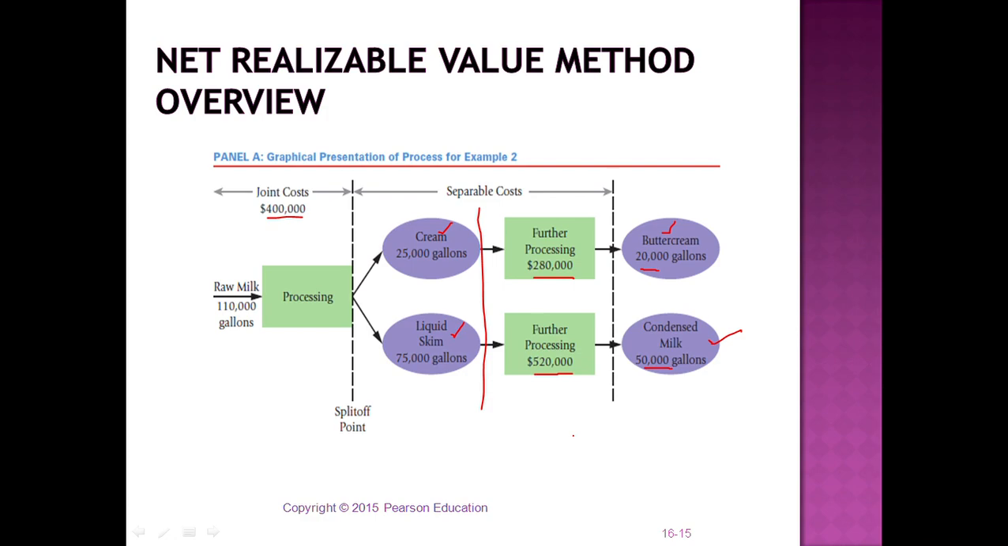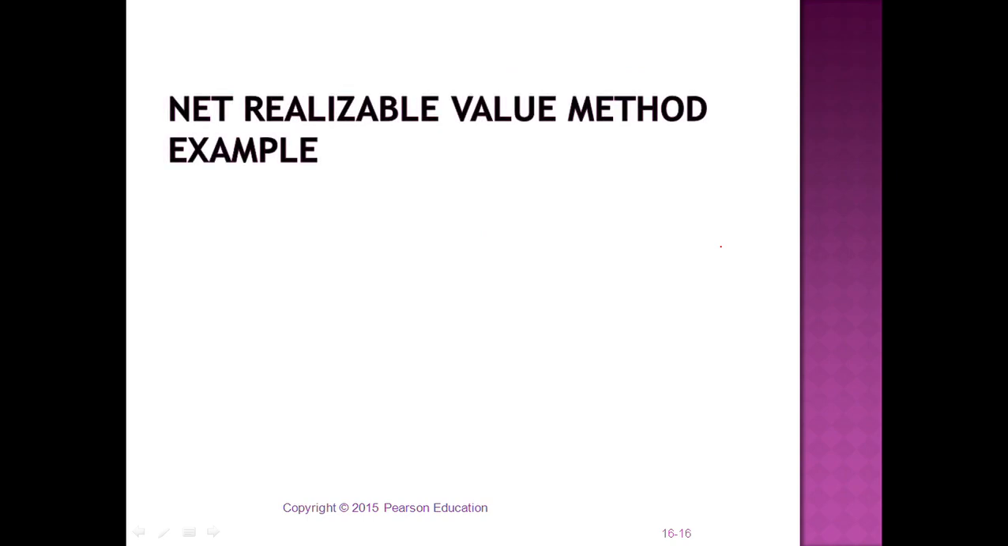So what if you have a joint cost, as you can see here, $400,000, and also separable costs for product A and for product B, and you end up producing two new products, buttercream and condensed milk. So let's take this example and see how we use the NRV method, and also the gross margin percentage method, the two methods which require separable costs, right? Fine. So let's start with the NRV method.